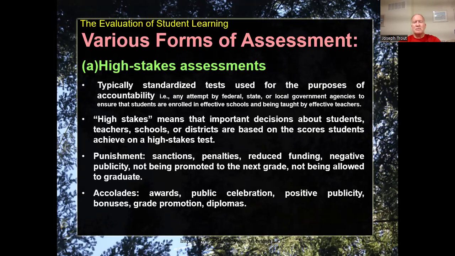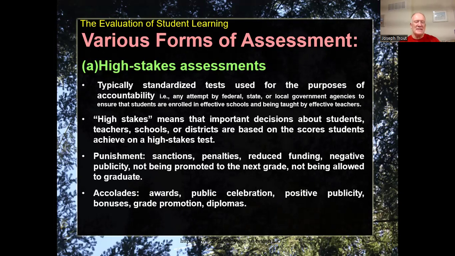So the first form of assessment we'll talk about is high stakes assessment. So typically these are standardized tests used for the purposes of accountability. So for example, anytime a federal, state, or local government agency wishes to ensure that students are enrolled in effective schools and being taught by effective teachers. High stakes means that important decisions about the students, teachers, schools, or districts are based on the scores of the students. And so they're very high risk tests, high stake tests.